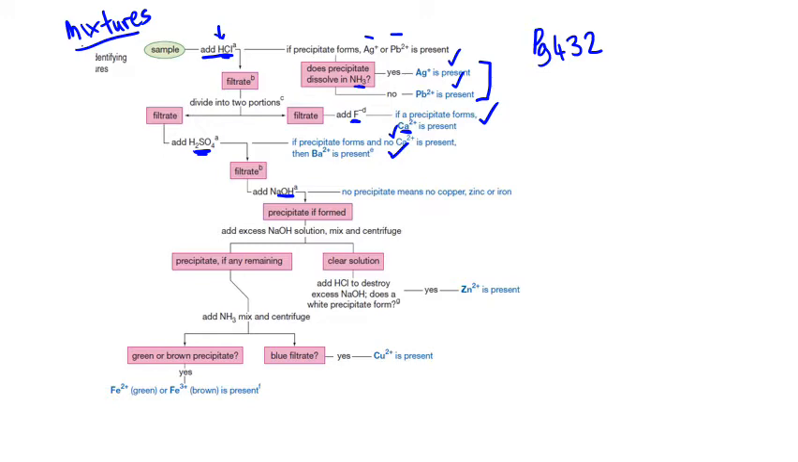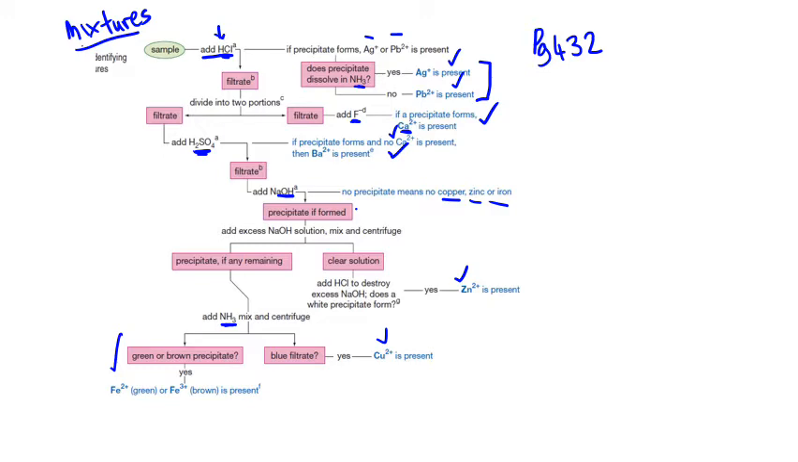So no precipitate means that it definitely is not copper, zinc, or iron. These are a little bit confusing here, because they mean that if there is a precipitate, then it is copper, zinc, or iron. So let's say we've got a precipitate. We add even more of the sodium hydroxide. If that dissolves the precipitate, then it's most likely zinc. If there's still some precipitate there, it's probably going to be iron or calcium. So we add some ammonia and see what color the precipitate is.